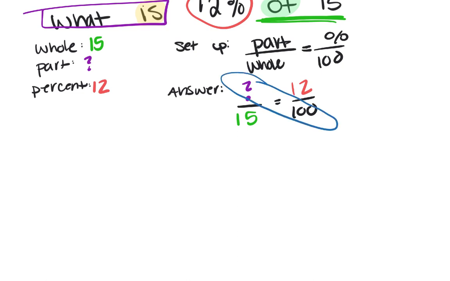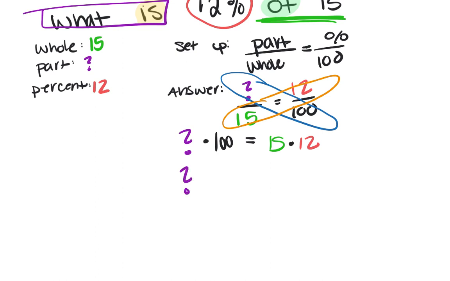After I have things put into my proportion, I'm going to cross multiply. So this way we have question mark times 100 equals, and then we're going to cross multiply the other way. 15 times 12. Then I multiply what I can. I don't know what question mark times 100 is, so I'm going to leave that as it is right now. Leave it as question mark times 100. I can, with my calculator, do 15 times 12, and when I typed that in, you get 180.